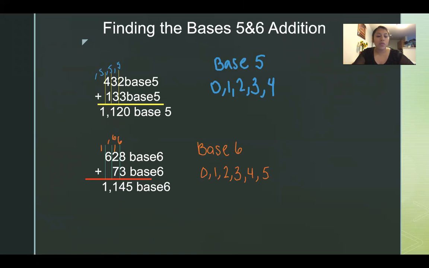With problem number 2, we have 628 plus 73. Now that we have the base of 6, where it can be anything from 0 to 5, we add 8 and 3 and 1, and we ask ourselves how many times can 6 go into 11? And we get 5, which is left at the bottom, and carry the 1. And that's how we continue. We continue the same sequence and carrying and get a grand total of 1,145 with the base of 6.